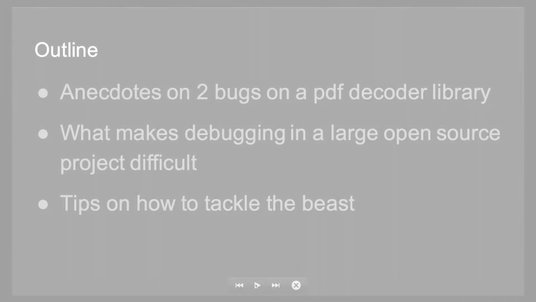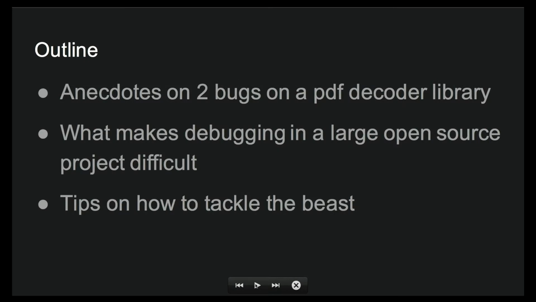So let's get started. Before I begin, I wanted to give you an outline of what I'm going to be talking about. First, I'm going to give you an anecdote on 2 bugs that I found in a PDF decoder library called PDFMiner. Second, I'm going to talk about what makes debugging hard for a large open source project. And third, I'm going to give you some tips that hopefully will help you tackle a bug that you might find in a large open source project.